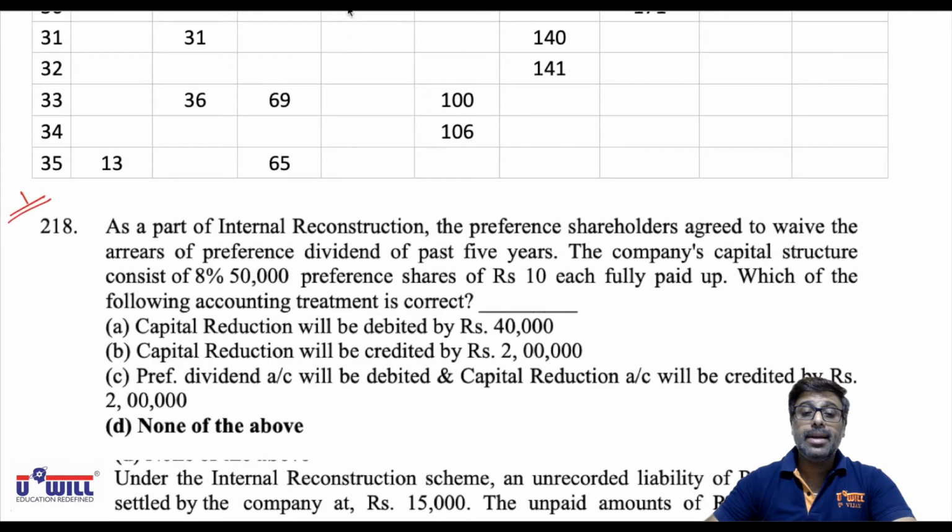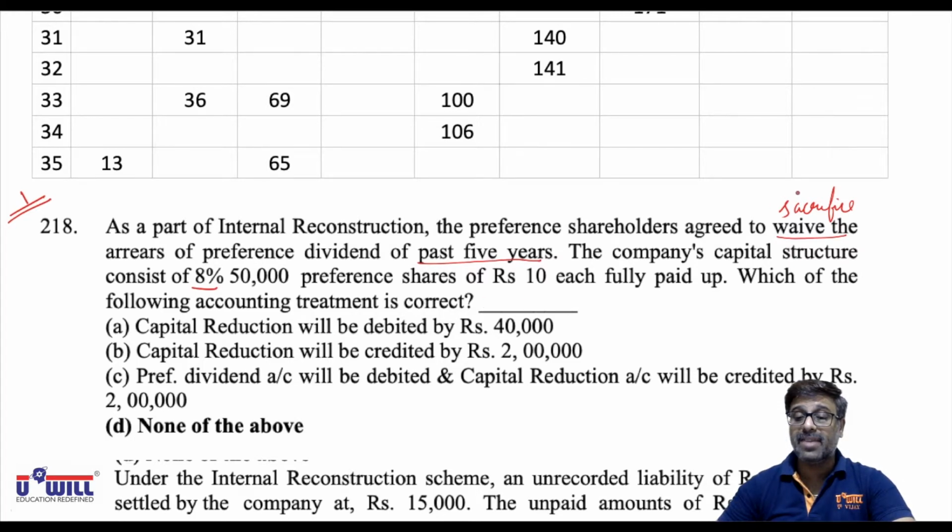Understand it properly everyone. As a part of internal reconstruction, the preference shareholders agreed to waive, meaning sacrifice, the arrears of preference dividend of past 5 years. The company's capital structure consists of 8% 50,000 preference shares of rupees 10 each fully paid up. Which of the following accounting treatments is correct?